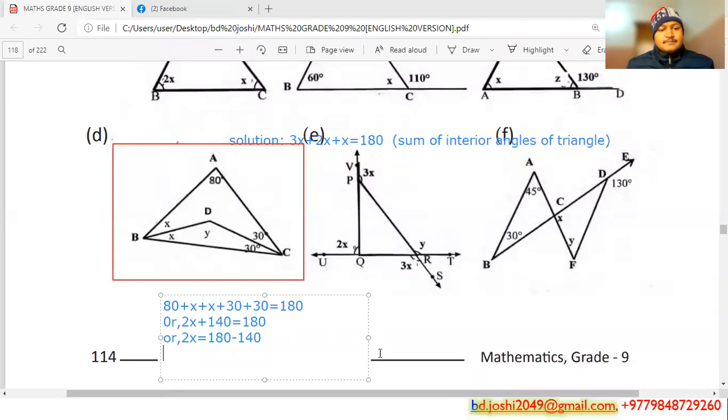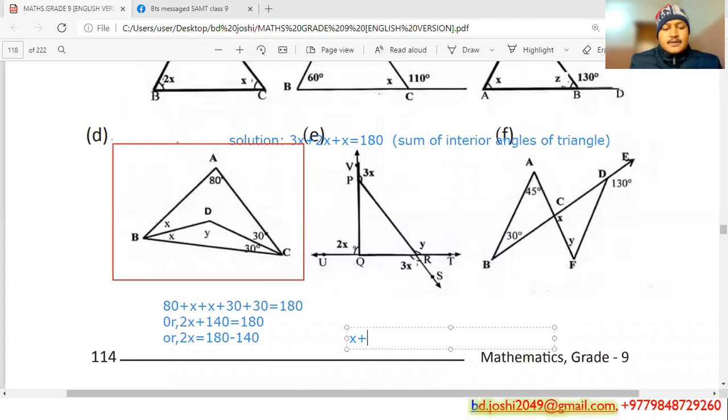And after getting the value of x, now we can write x plus y plus 30 is equal to 180. Look at triangle DBC. Are you observing DBC? Yes, sir. The sum of three angles is 180 degrees. So x plus y plus 30 is equal to 180. After getting the value of x, you will get the value of y also. Okay?